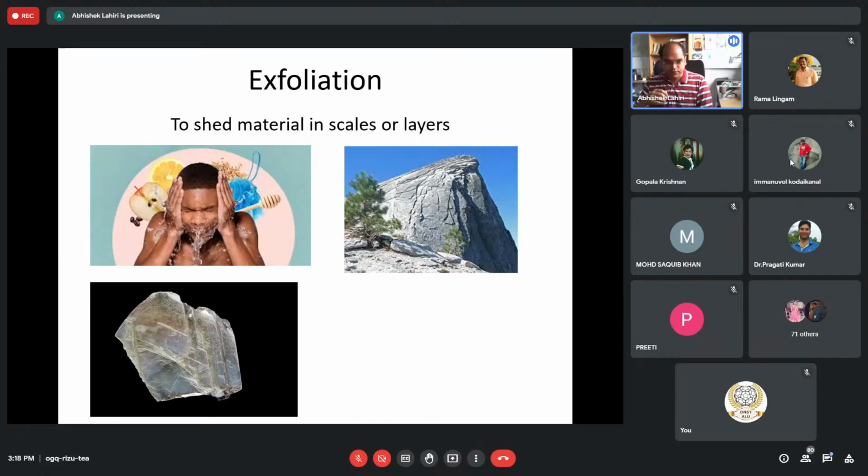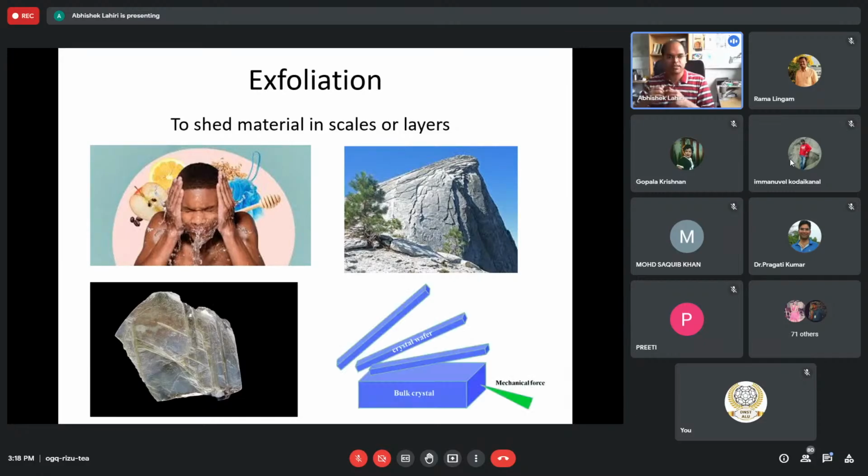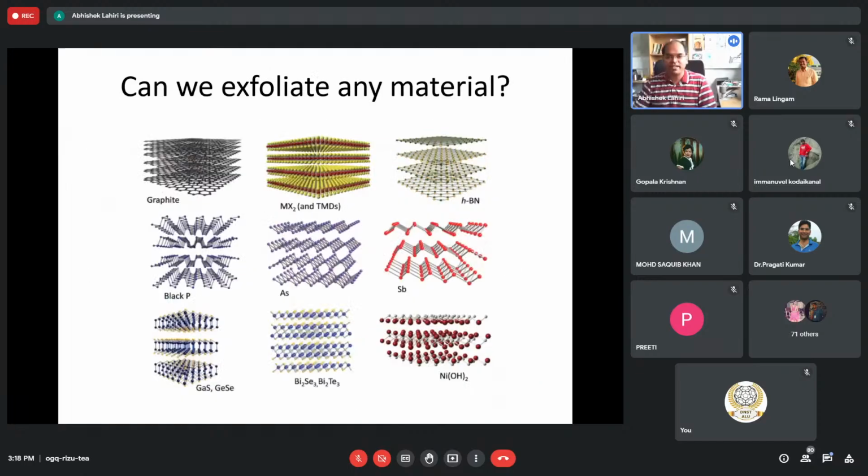So exfoliation, as we said, is basically to shed materials in scales or layers. What you're doing in exfoliation is applying a mechanical force. Ideally, you're applying a shear force on the material, so you're removing them in the form of scales. The question is, can we exfoliate any material? The answer is yes, you can exfoliate, but will it form a two-dimensional structure? That is a question which is not possible to answer so simply.